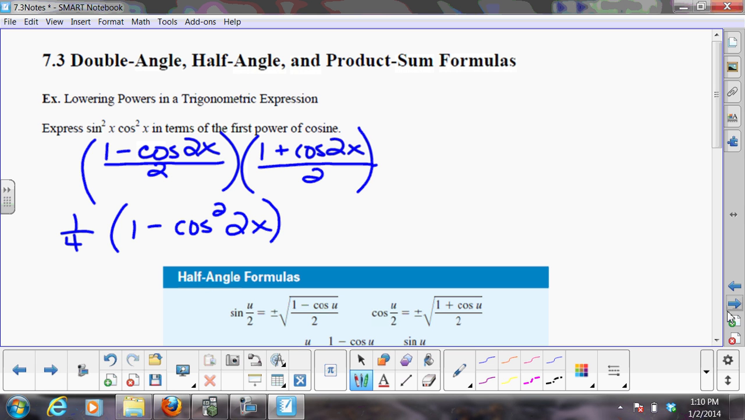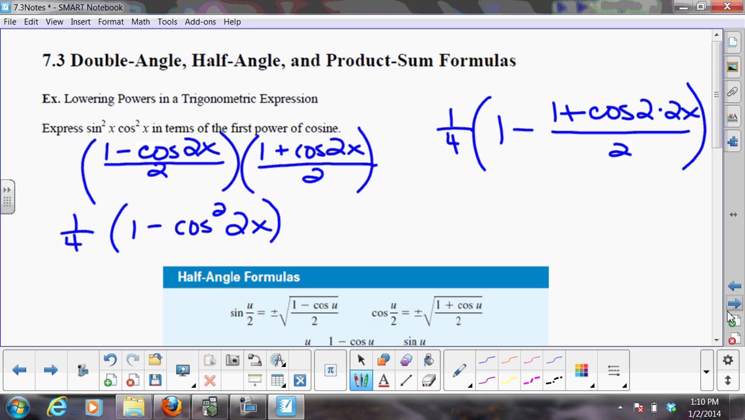Same things in your bubbles, 1 plus, 1 minus. So that becomes 1 minus cosine squared 2x. They want it in the first power of cosine, so I have to take that cosine squared and reduce it again. Leave my 1/4, leave my 1. And this will now change to 1 plus cosine 2 times 2x, because our angle is actually 2x, all over 2.